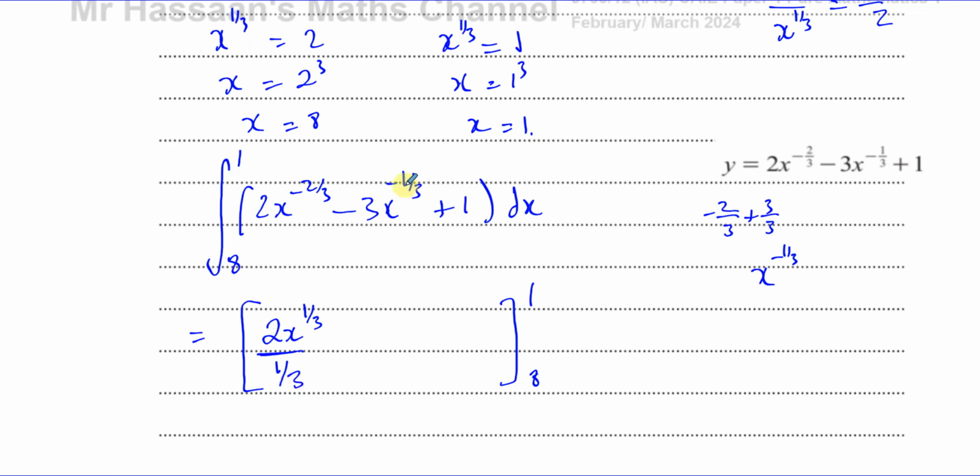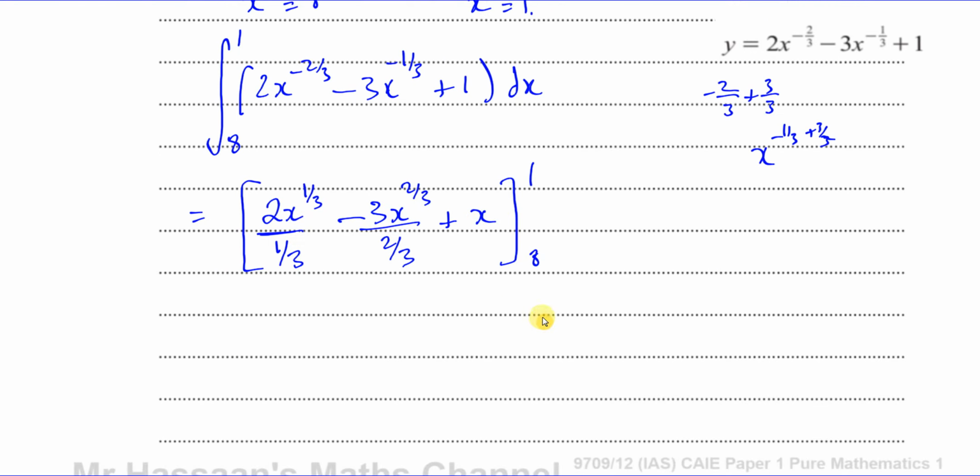So you add 1 to the power and divide by the new power. Forgot about that part. And here you're going to add 1 to the power, so you're going to add 3 over 3. So this will be minus 1/3 plus 3/3. That's going to be 2/3. So this will be minus 3x to the power of 2/3 divided by 2/3. Divide by the new power. And then a constant term just gains an x, so it's become 1x. We can just write that as x.